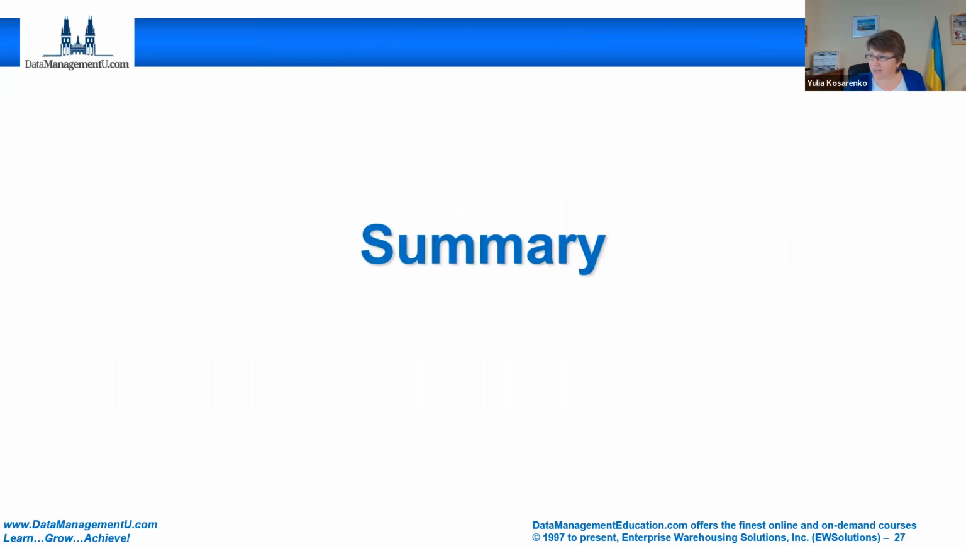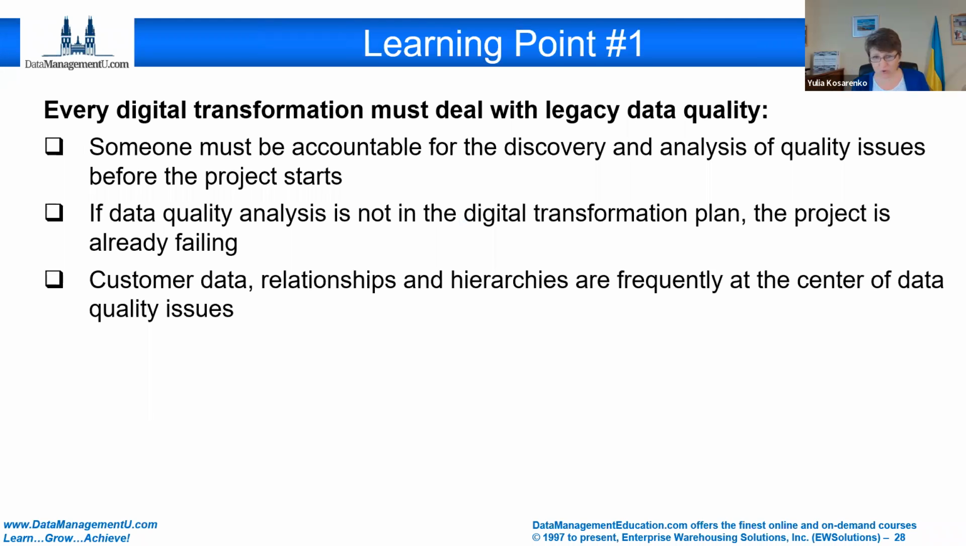So let me just summarize, and I believe that maybe it will answer a couple of those questions, but if not, we can come back to questions, because there are some learning points from this. First of all, every digital transformation must deal with legacy data quality. You cannot pretend that this is not a problem. There's always a problem. It's just a matter of scale. So first of all, someone needs to be accountable for discovery and analysis of these quality issues. So you have to build it into your digital transformation plan, right? You must investigate how good your data is before you plan, and especially before you present any timelines to your sponsors.